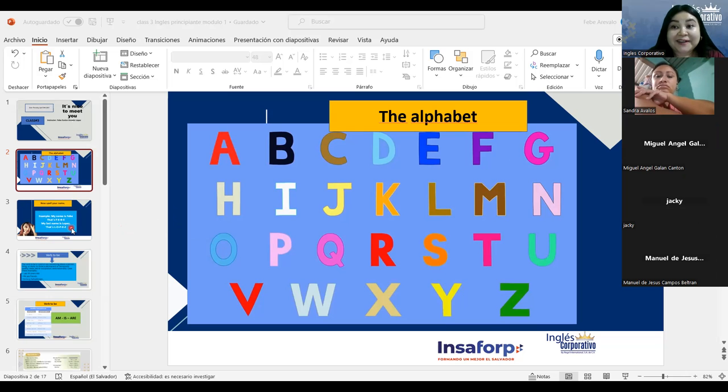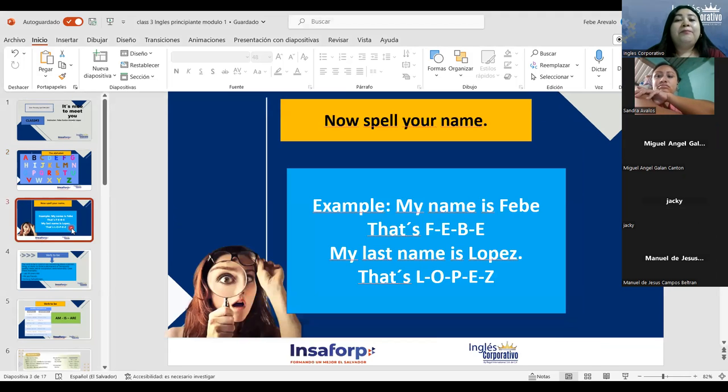Yes, you will, my friends. Claro que sí lo van a hacer. But with a little bit more of challenge, all right? Pero con un poquito más de reto. Now you're going to spell your name. Spell is deletrear. Now you are spelling your name.